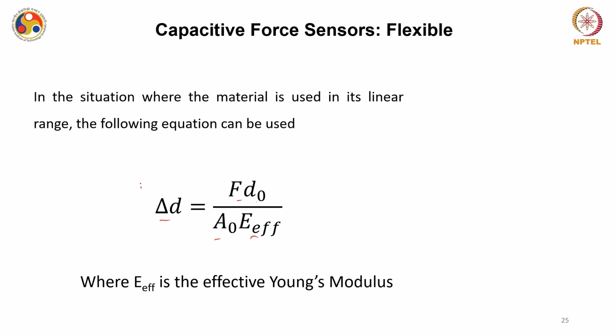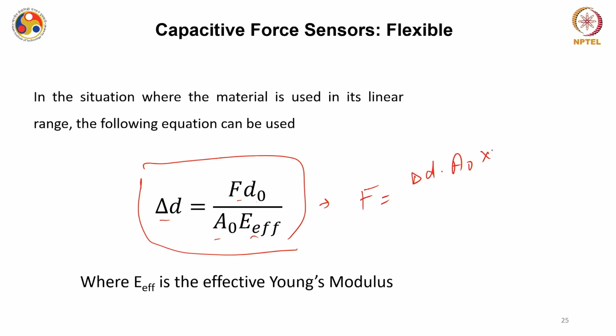So from this equation I can easily calculate the force, which is equal to del D into initial area into the effective Young's modulus divided by D naught, right? So this is the force in case of flexible devices. Of course, here I have considered the dielectric material to be flexible. You can have a case where your electrodes are also flexible.